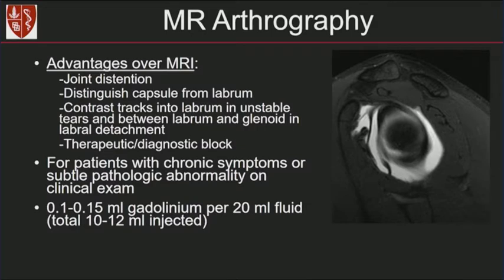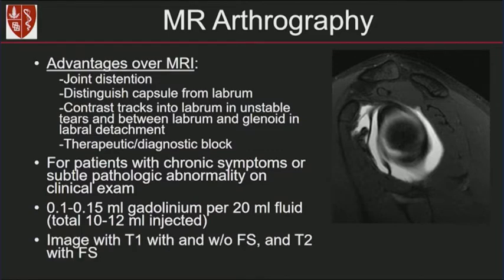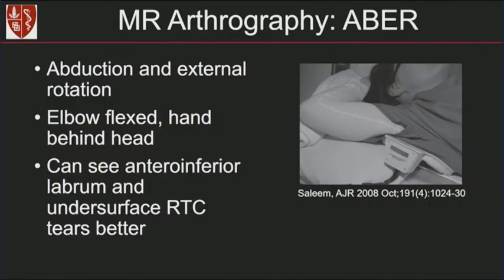We inject about 0.1 to 0.15 milliliter of gadolinium mixed with 20 milliliter of fluid, and a total of 10 to 12 milliliter of fluid is injected. We image with a combination of T1 with and without fat suppression, and then a T2 with fat suppression. An ABER sequence may be added to your MR arthrography protocol.